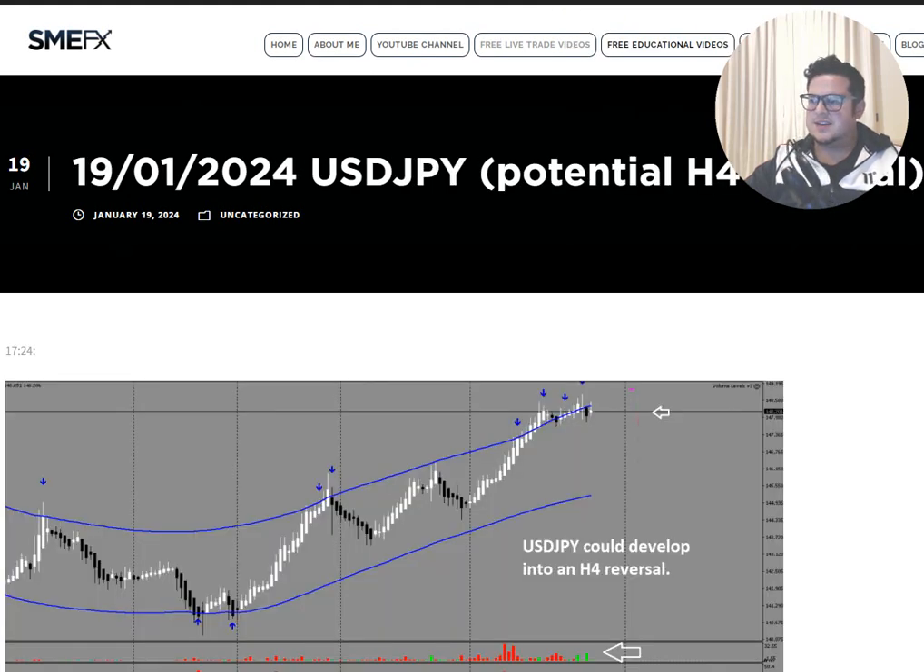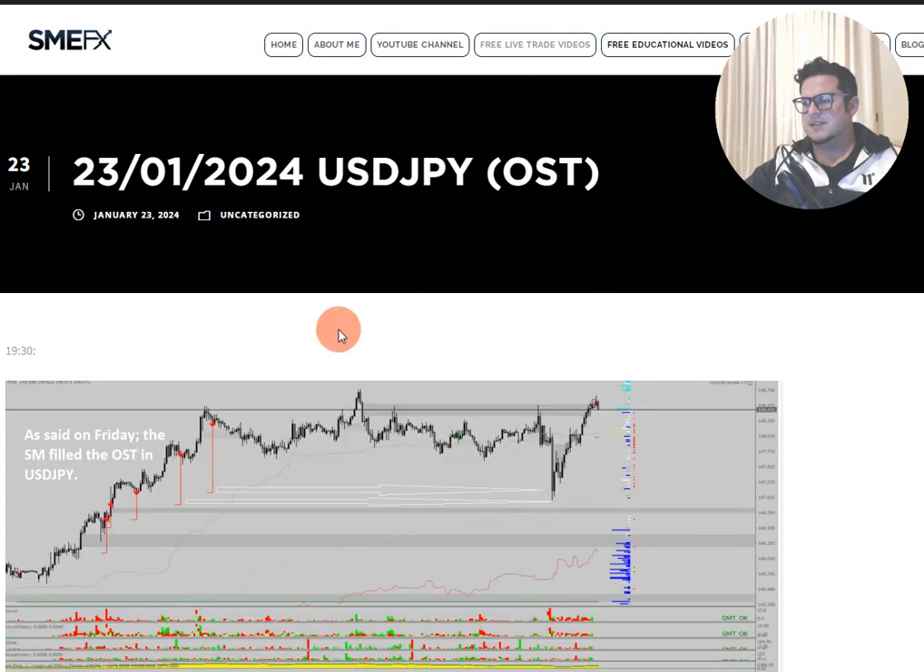Here, this is a nice prediction I'm proud of. I said already on the 19th last week that dollar yen could develop into a reversal move down because we had some longies coming in. So boom, here we got the nice move. Those option strike targets got filled and we had the down move.